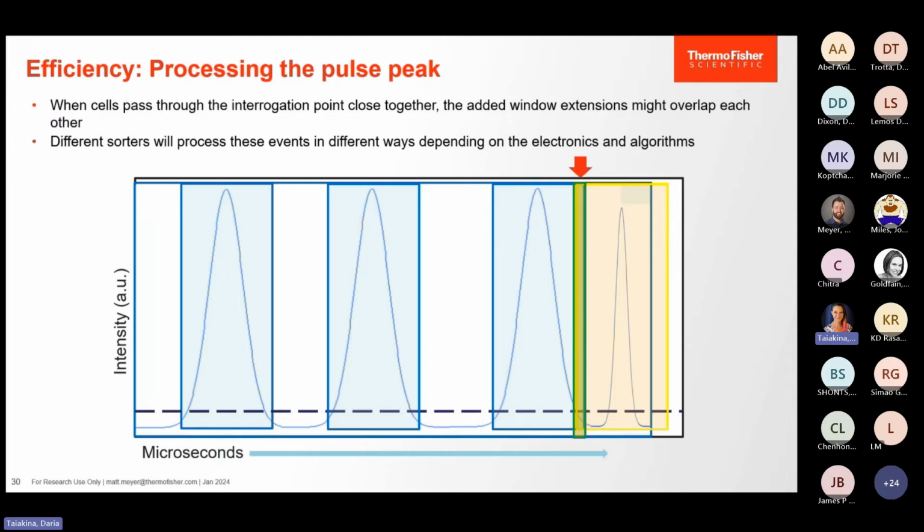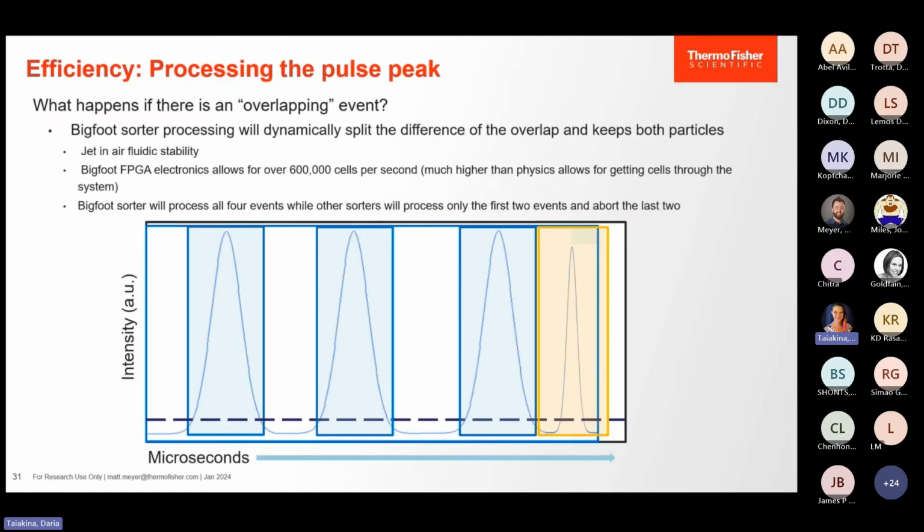So when you have two cells or particles that are close together, if you do have a window extension overlap, then it's basically going to count it as a doublet. And so you're going to start to see that signal on a Bigfoot. So you're going to have a higher event rate because you're actually detecting more and more of these particles. This is an example of if there is an overlap, how the Bigfoot would process that. And it's going to split that signal because it does have the dynamic processing.